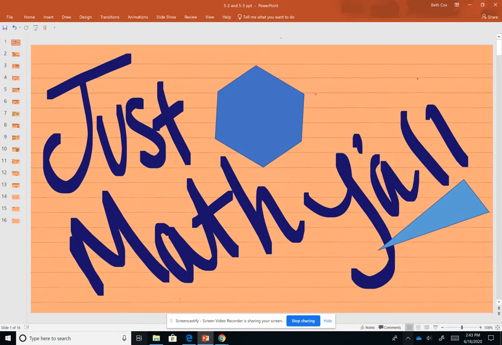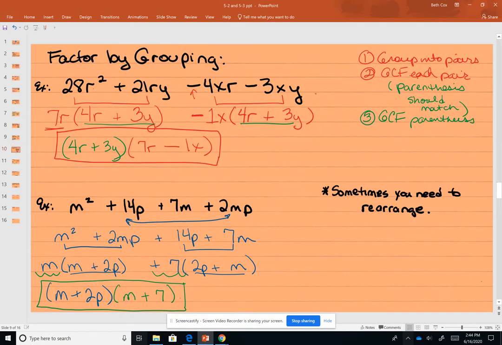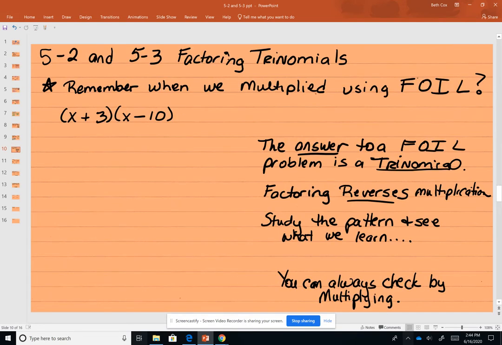Just math, y'all. We are going to go over section 5.2 and 5.3, Factoring Trinomials. Okay, just a refresher here. Remember, there are 4 types of factoring we're going to do: GCF and grouping we did in 5.1, and today we're going to look at trinomial factoring, 5.2 and 5.3. All right, so let's get into factoring trinomials.